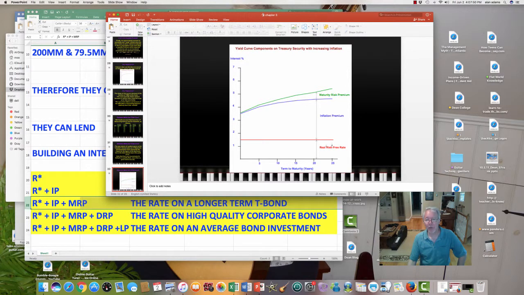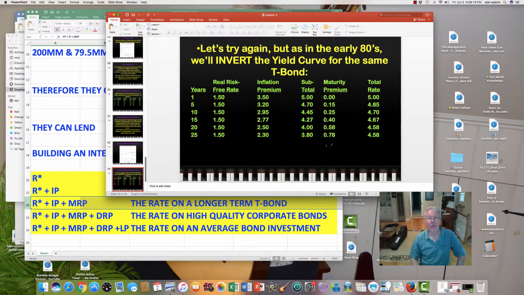The real risk-free rate at any point is going to be 1.5. Then we stack on inflation, but of course we don't know what inflation will be way out, so it smooths out. The maturity risk, also a function of time, starts off low and then goes up and then tails out, because again, with more time comes more risk. So if you just erase those other lines and look at the green line, that is why the yield curve looks like it does.